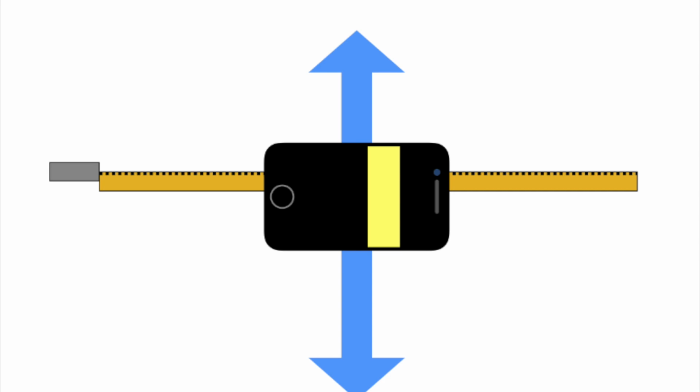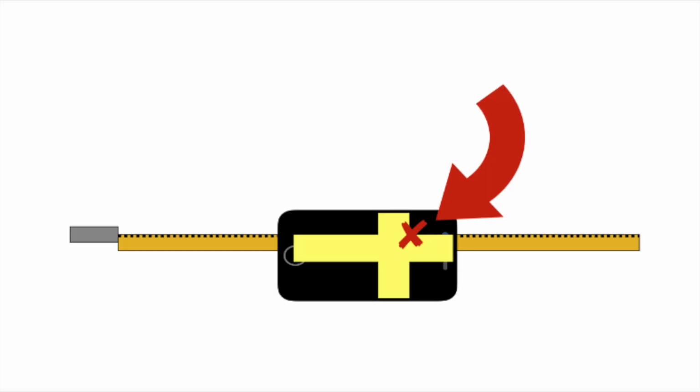Here we are finding the position of the magnetometer by sliding the phone along the ruler to find where the magnetic field is the greatest. We mark that with a piece of tape. We then rotate the phone and repeat. This will give us a location of the magnetometer in the phone.